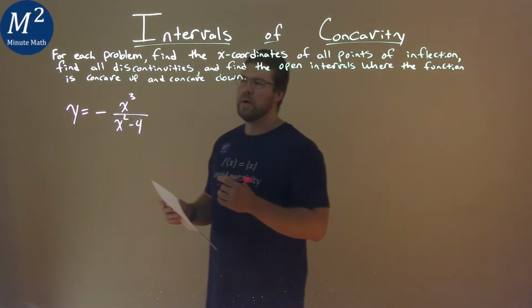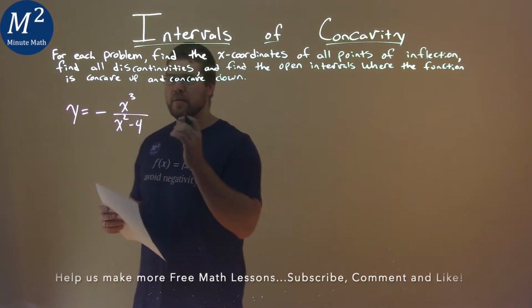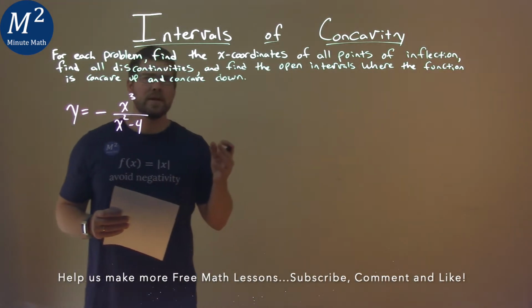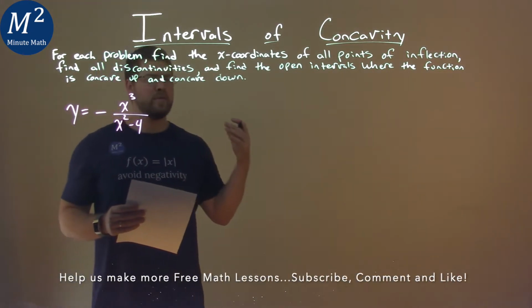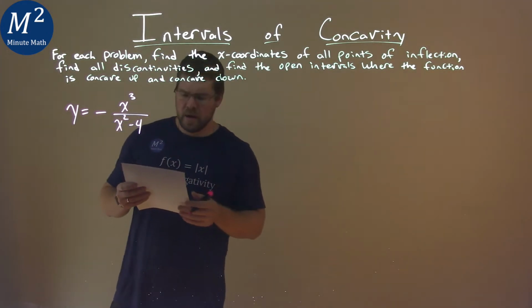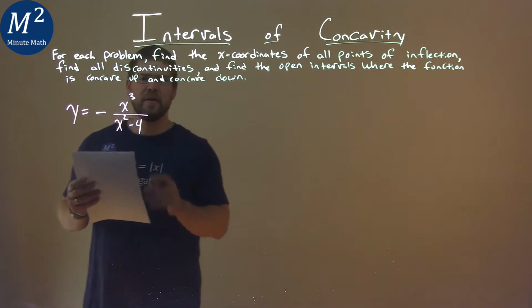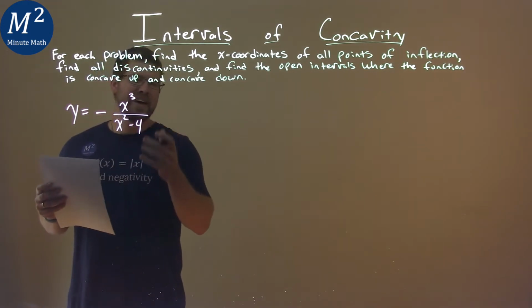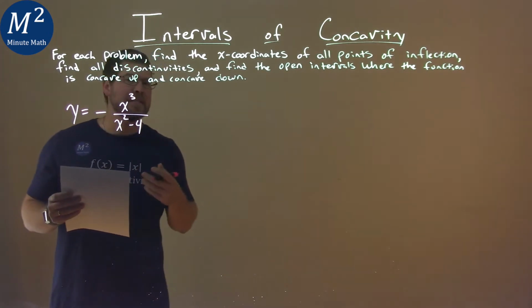We're given this problem right here, y equals negative x to the third power over x squared minus 4, and we have to find the points of inflection, discontinuities, and open intervals where the function's concave up and concave down. Now, first I want to find where it's discontinuous. Since this is a rational function, it happens when the denominator is equal to 0.